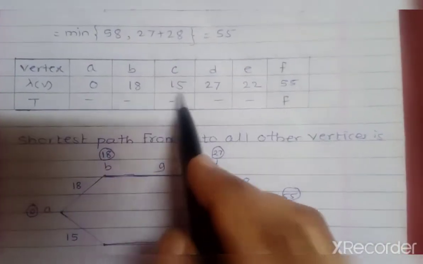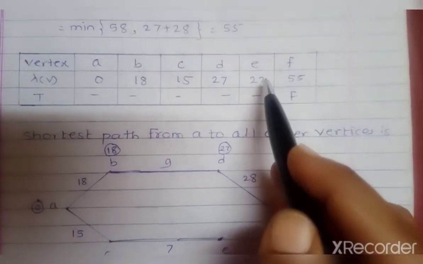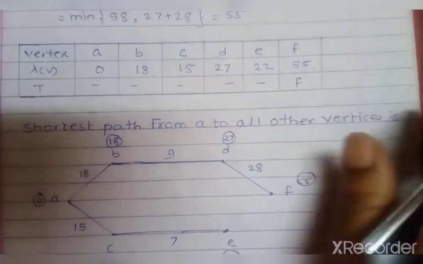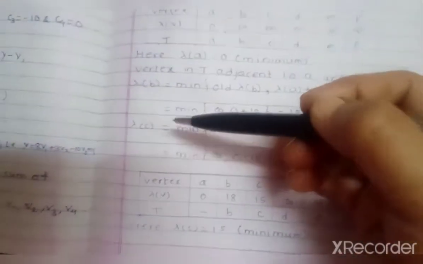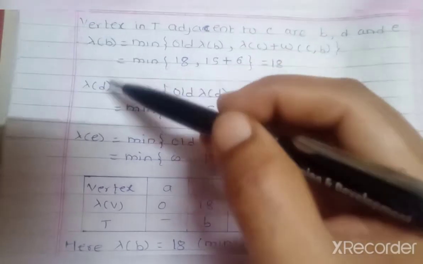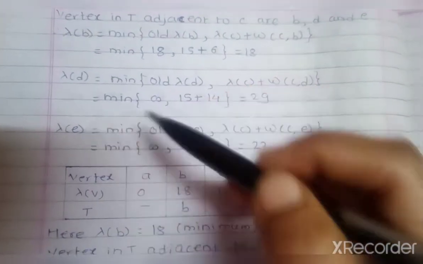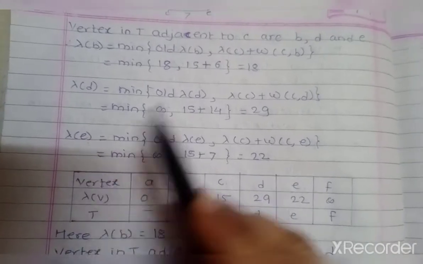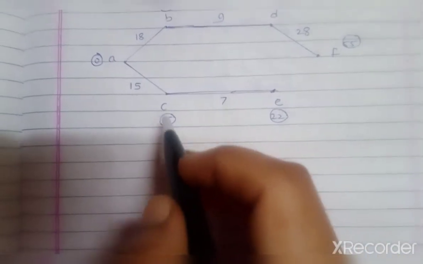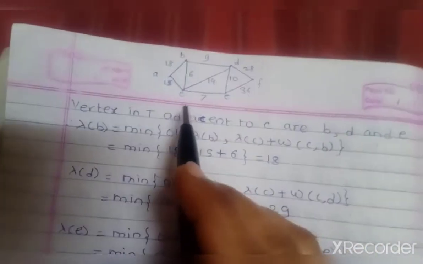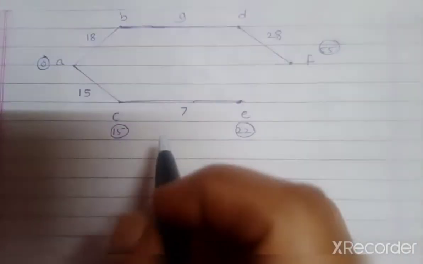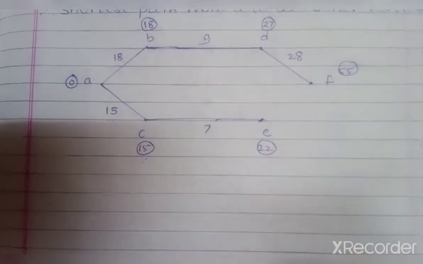Next minimum weight is 22. So check at which level the value of lambda of E is 22. Again we check in the first step: B, C, B, D and E. See, lambda of E's value is 22. This E is adjacent of C. So we plot here the edge C to E. The weight of C to E is 7, so write down here the 7. 15 plus 7 is 22.